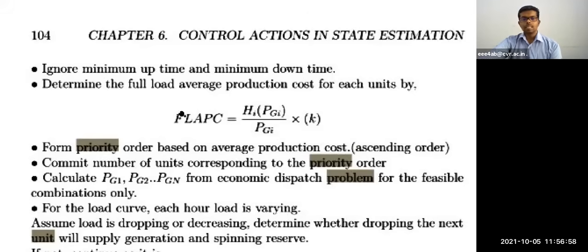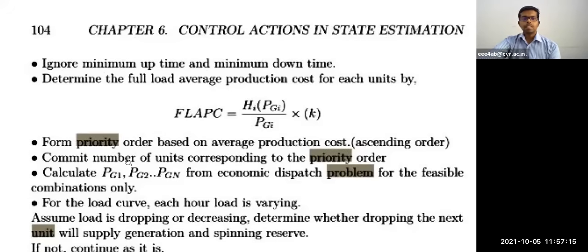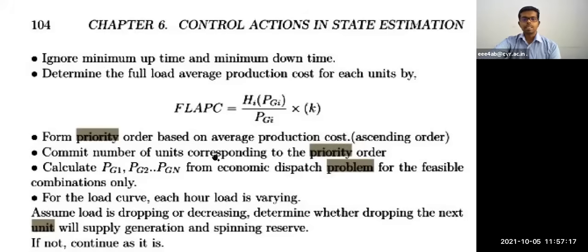After calculating this FLAPC, what we need to do is sort that in ascending order. Okay, that is called the priority order. Form the priority order based on the full load average production cost, that is, FLAPC.